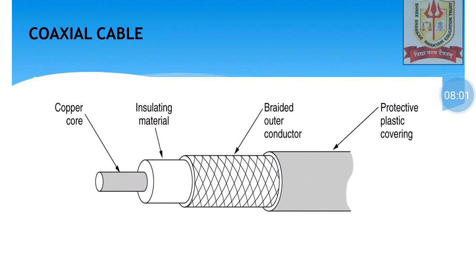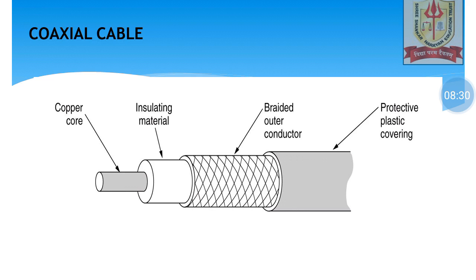This is the diagram of coaxial cable. So we have a protective plastic covering, and plastic covering is a bad conductor of electricity, so obviously it protects us. Then we have a braided outer conductor, and then we have insulating material again to protect us from shocks or something like that, and finally we have the copper wire. So the amount of protection is quite huge as far as coaxial cable is concerned.